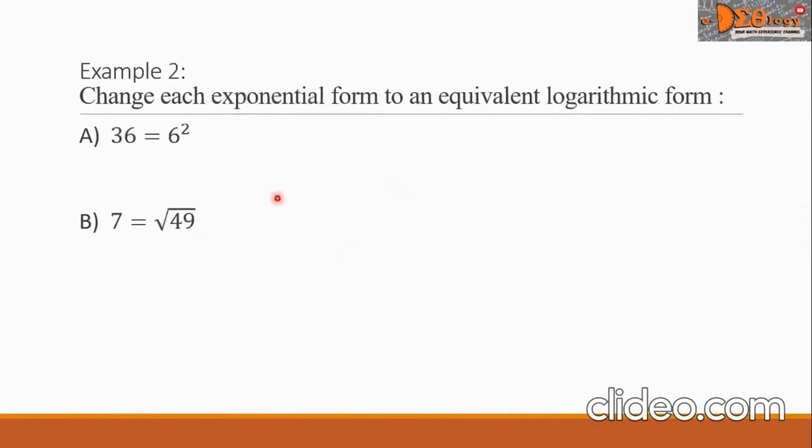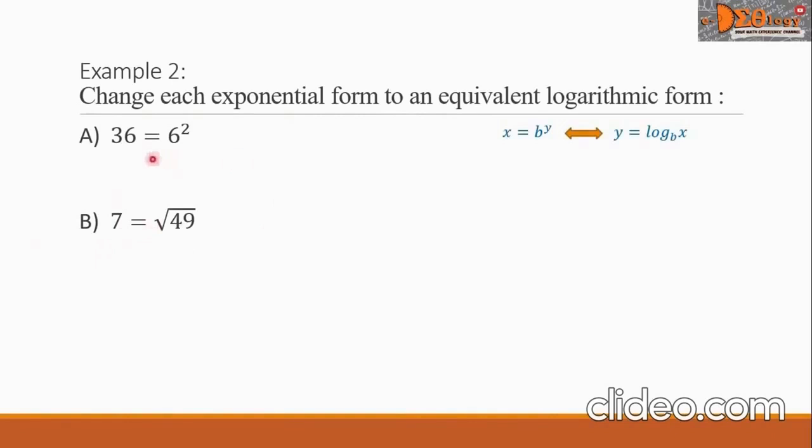Let us have the reverse process. Change each exponential form to an equivalent logarithmic form. Again, let us write our conversion formula. And we have two problems here, A and B. This is 36 equals 6 squared. And letter B, 7 equals square root of 49.